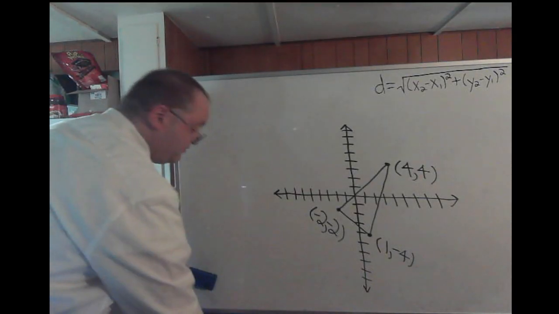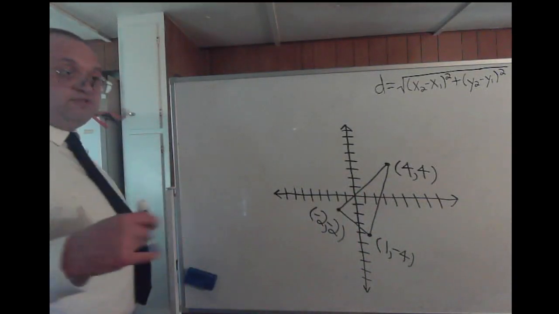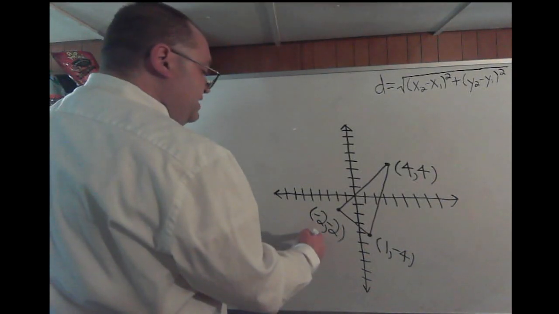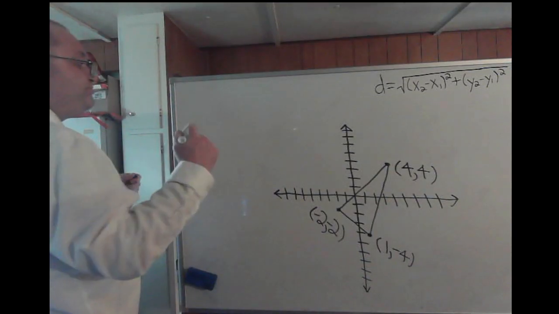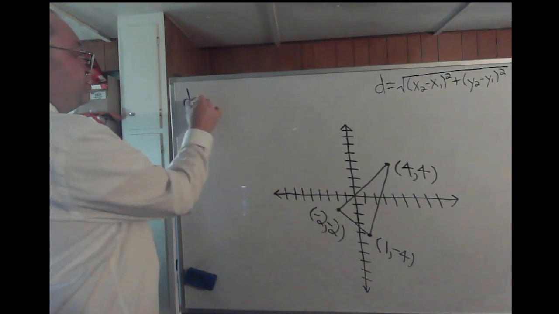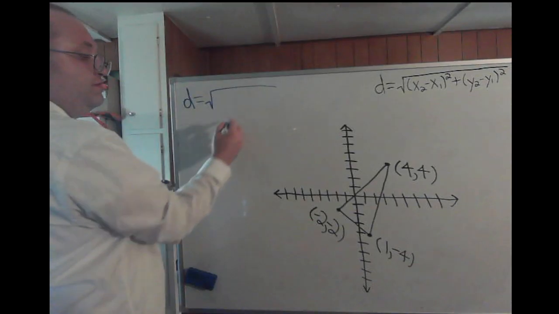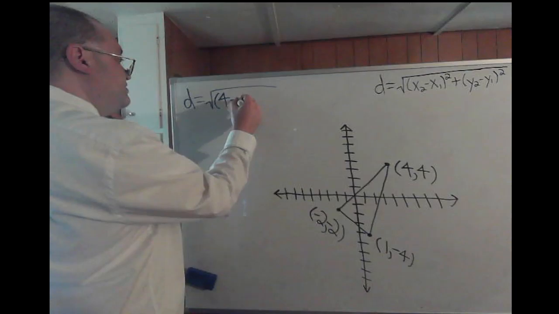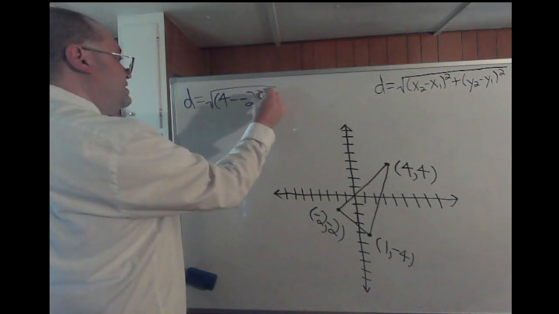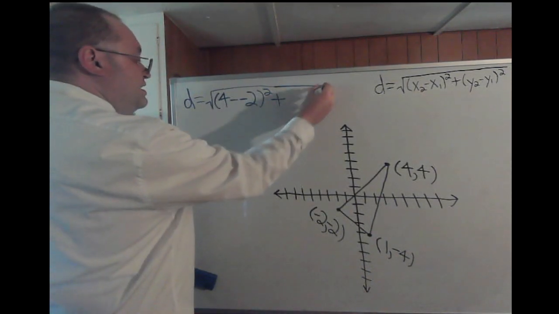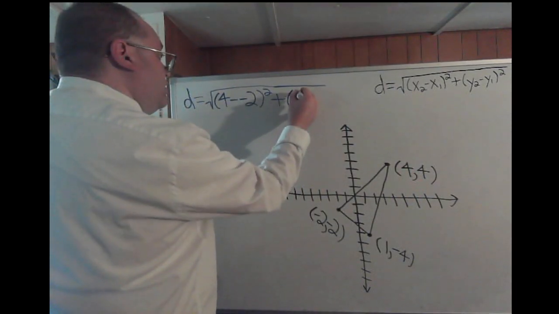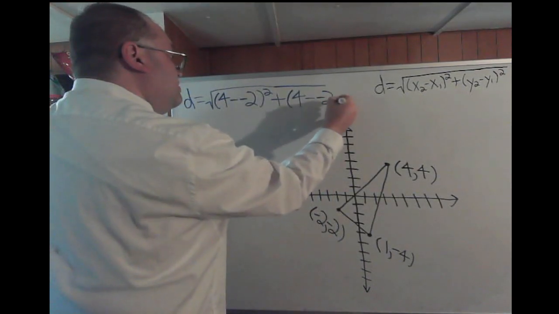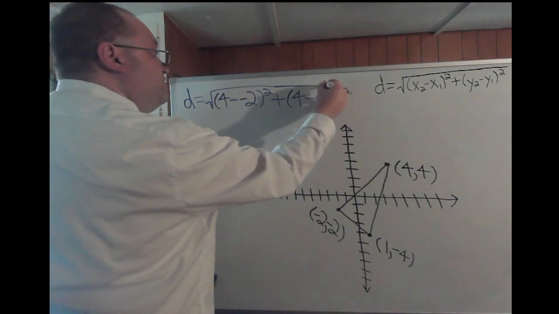First thing you want to do is find the length of each of your sides, which will be done by using the distance formula. So let's start with -2, -2, and 4, 4. So let's start with our distance formula. That'll be equal to the square root of x2 would be 4, minus the x1 would be -2, so 4 minus -2, that quantity squared, plus we have y2, which is also 4, minus our y1, which is also -2. So you have 4 minus -2, that quantity squared.